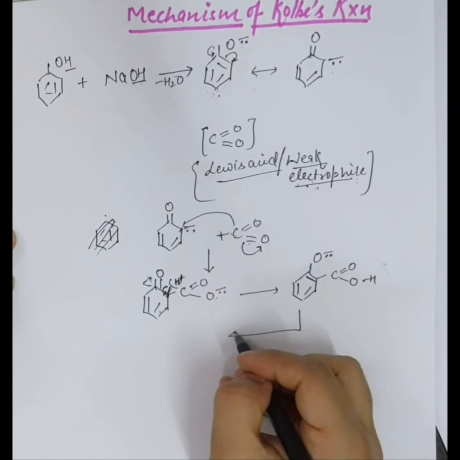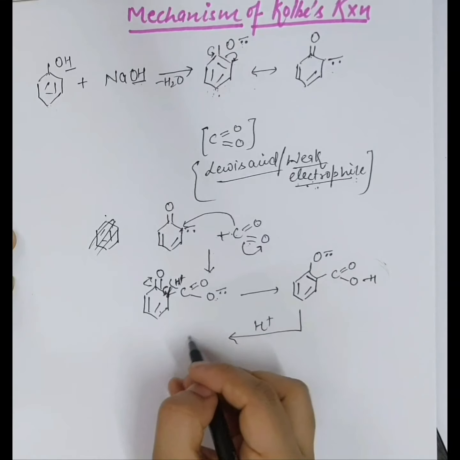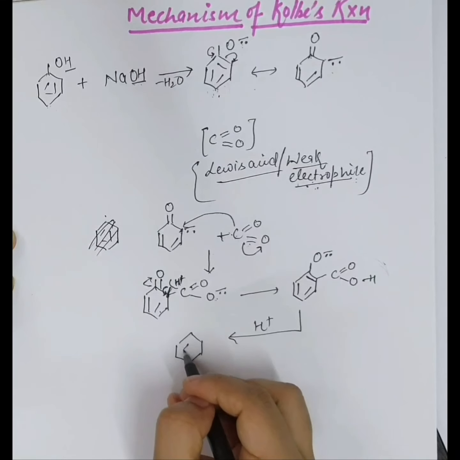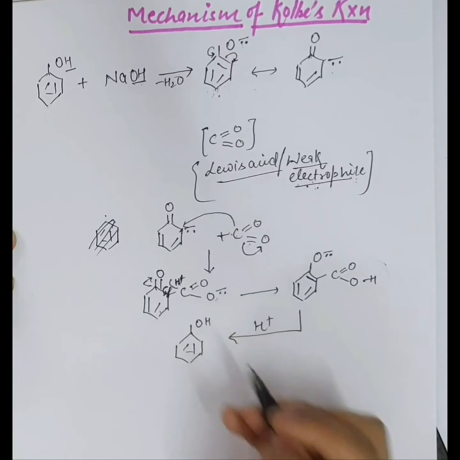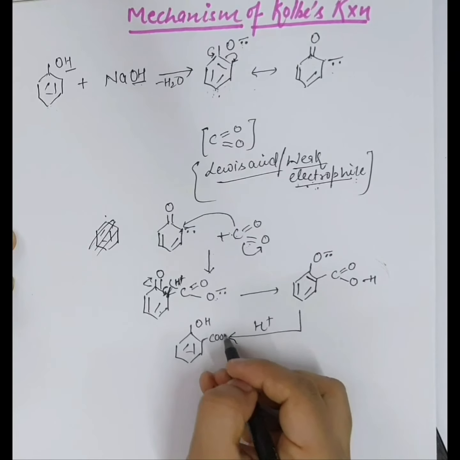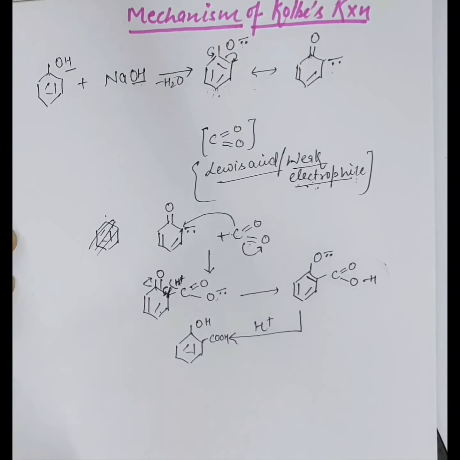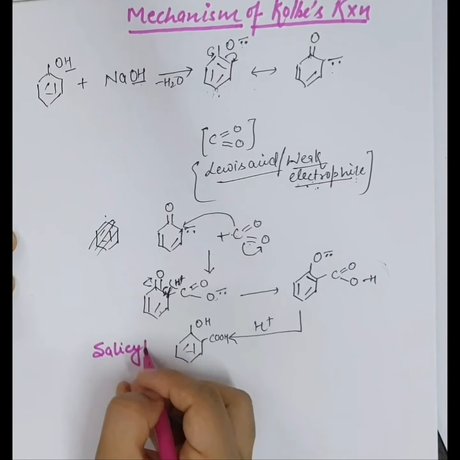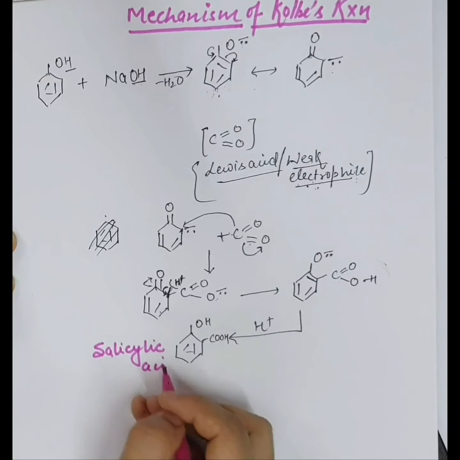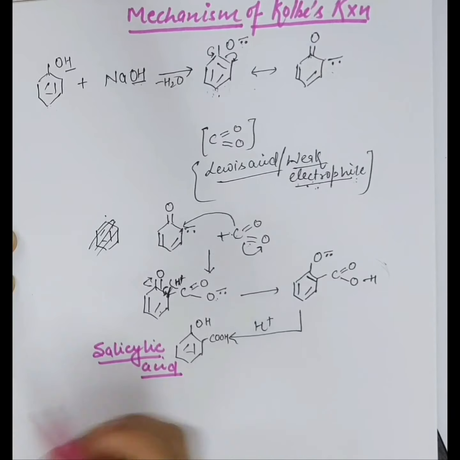Now the next step is acidification. In the acidification, the phenoxide ion will again be converted into phenol, with the COOH group at the ortho position. So this is our product, salicylic acid. So this is all about the mechanism of the Kolbe reaction. I hope this topic is clear to all. Thank you very much for watching the video.